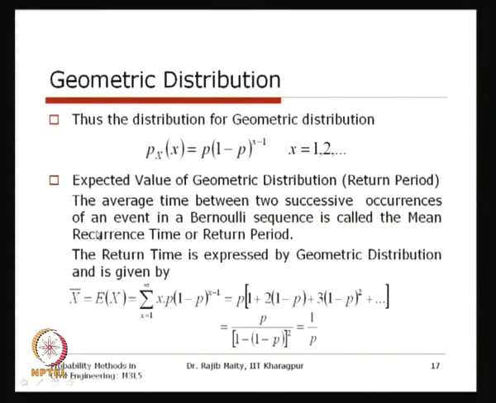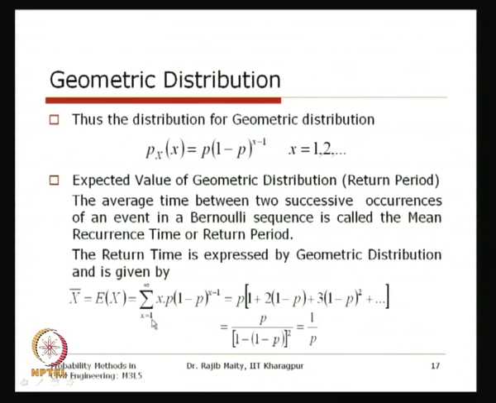Now, before we get the expected value of the geometric distribution, note that the average time between two successive occurrences of an event in a Bernoulli sequence is called the mean recurrence time or the return period. Remember that what we are discussing is for a discrete random variable, but this can as well happen for a continuous random variable, which we will discuss later. But here we are discussing only the geometric distribution. So, the expected value of this geometric distribution, from the basic equation, we know that we have to multiply the variable with the PMF and sum it up over the support.